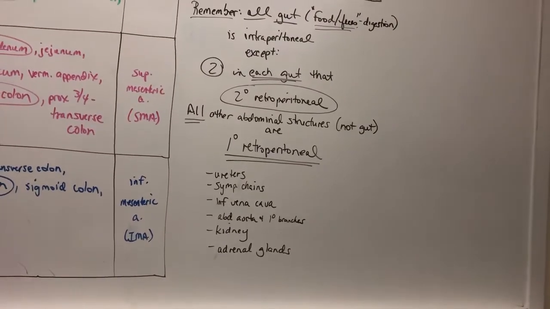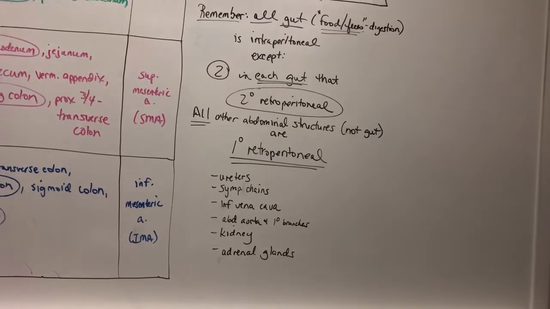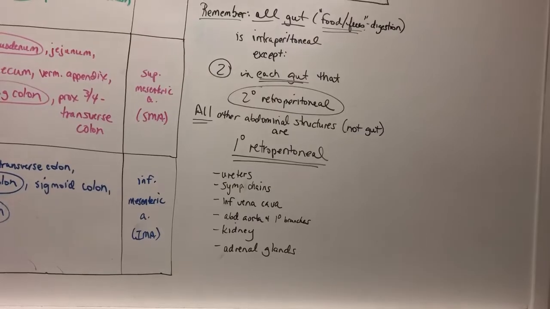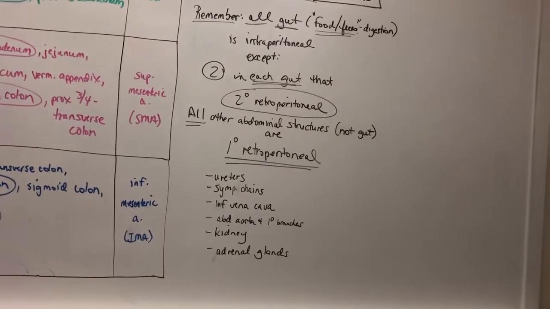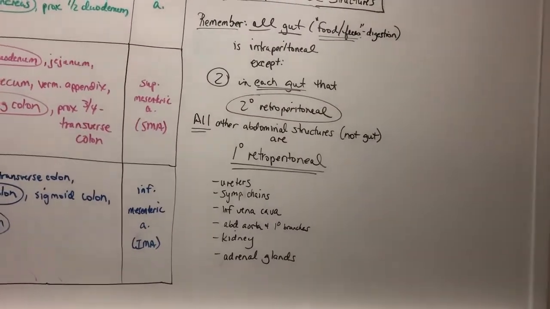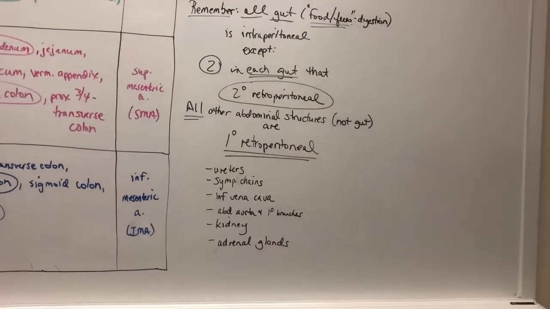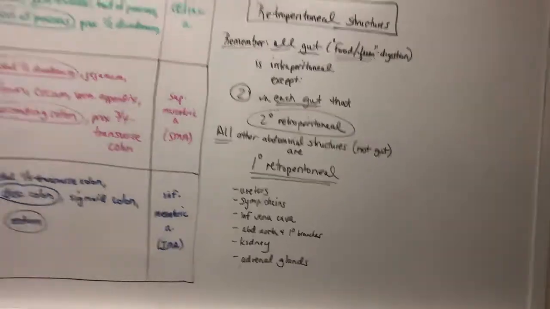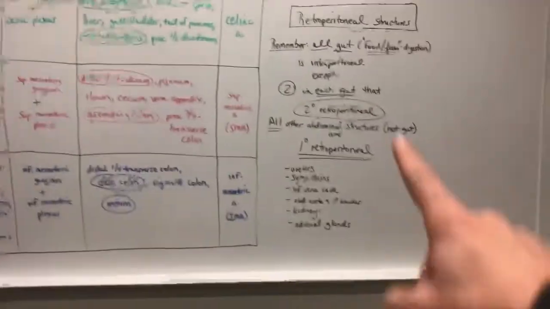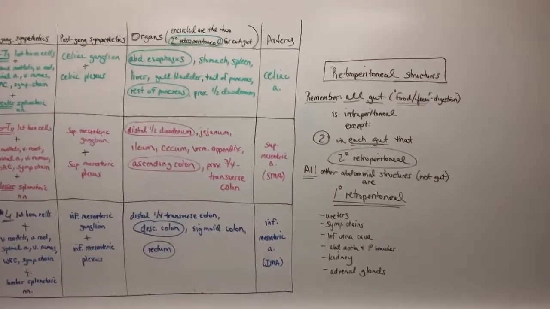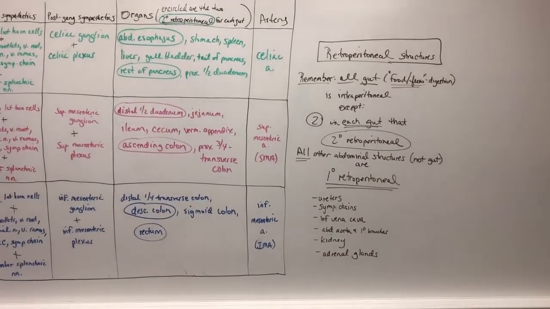These are structures like the ureters, the sympathetic chains, the inferior vena cava, the abdominal aorta, the kidney, and the adrenal glands. All great examples of things that are primarily retroperitoneal because they never dealt with gut, so they never had a mesentery. So keep it easy for yourself. Memorize 6 structures. You don't have to memorize all of these and these. Remember the ones that are encircled, 2 for each gut, and you'll remember the things that are secondarily retroperitoneal.